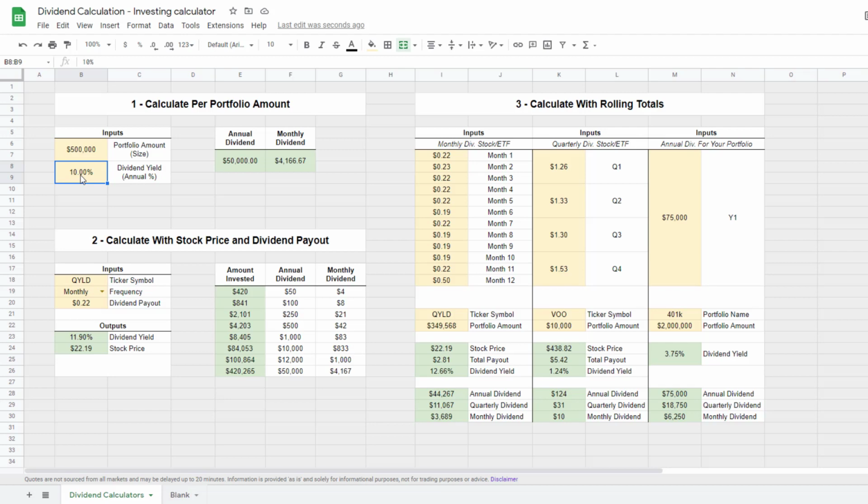That would be pretty difficult because there are not many funds out there that actually pay that dividend yield, and if you put all your eggs in one basket, it can be a little risky. But let's just go ahead and work with these numbers for the sake of the calculation.